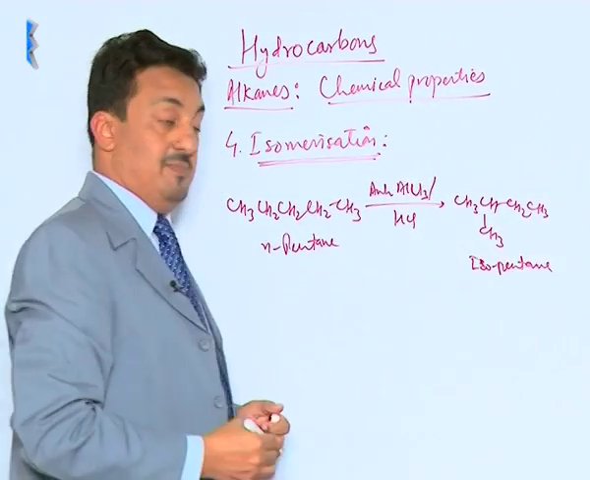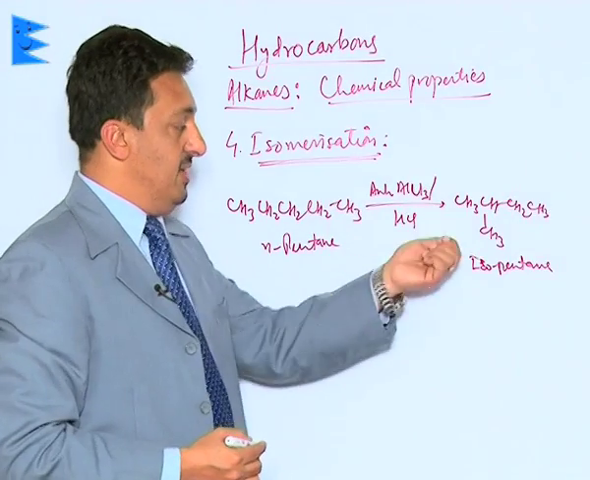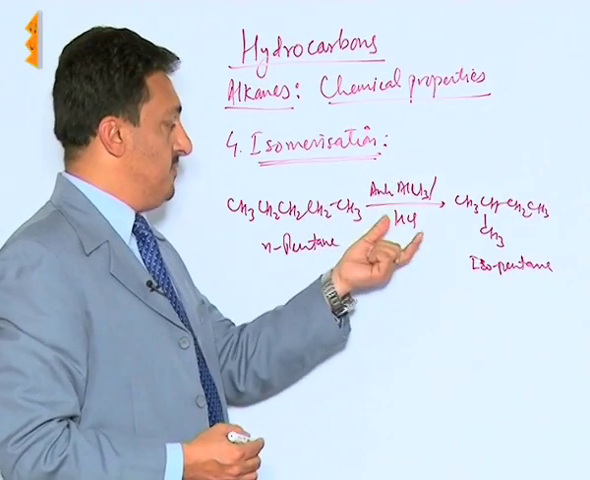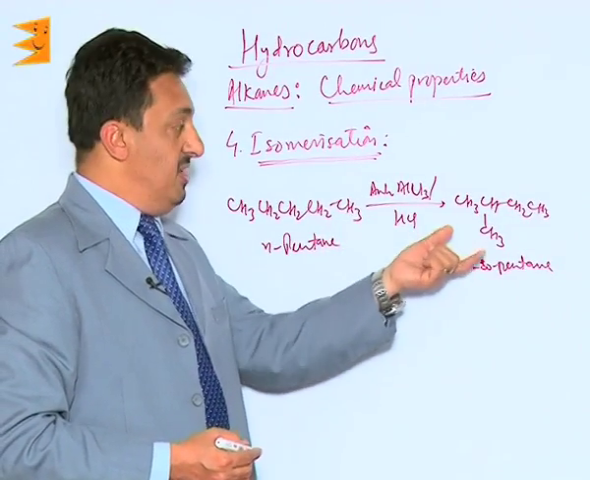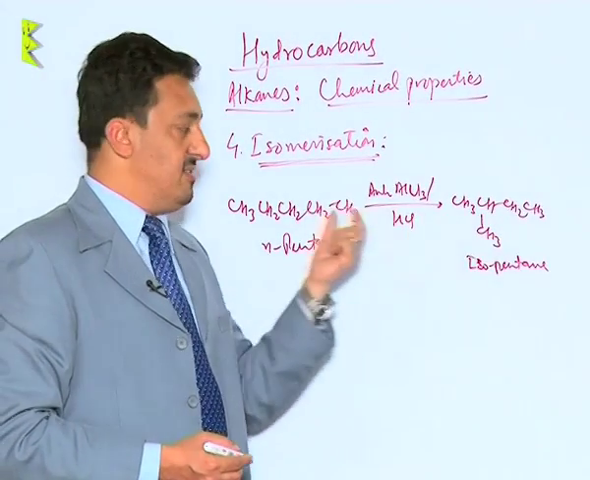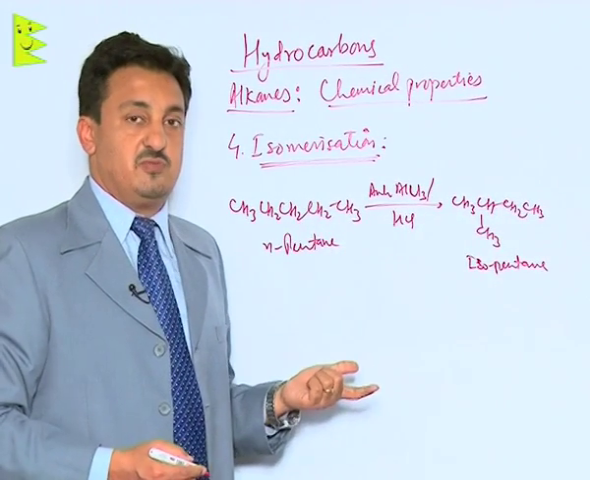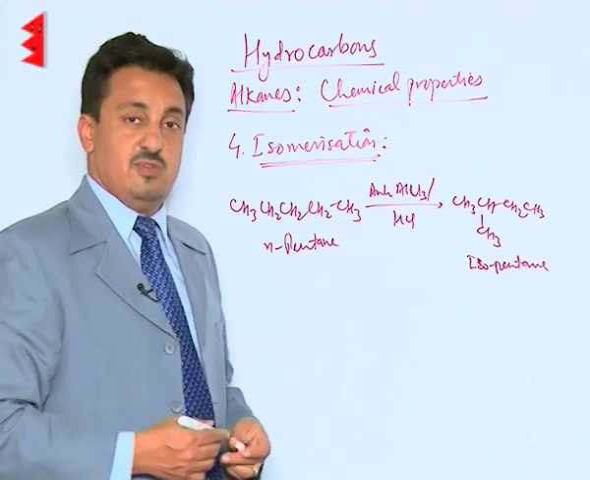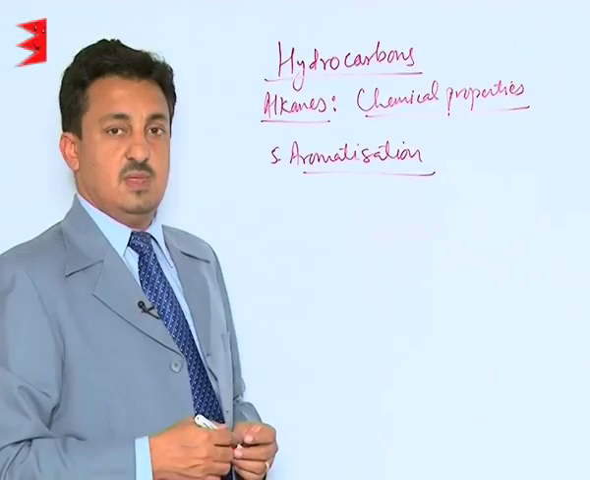Isopentane, or 2-methylpentane, or 2-methylbutane. So this is what is called an isomerization reaction, in which both the reactants and the products are basically isomers of each other, and alkanes show this isomerization reaction.